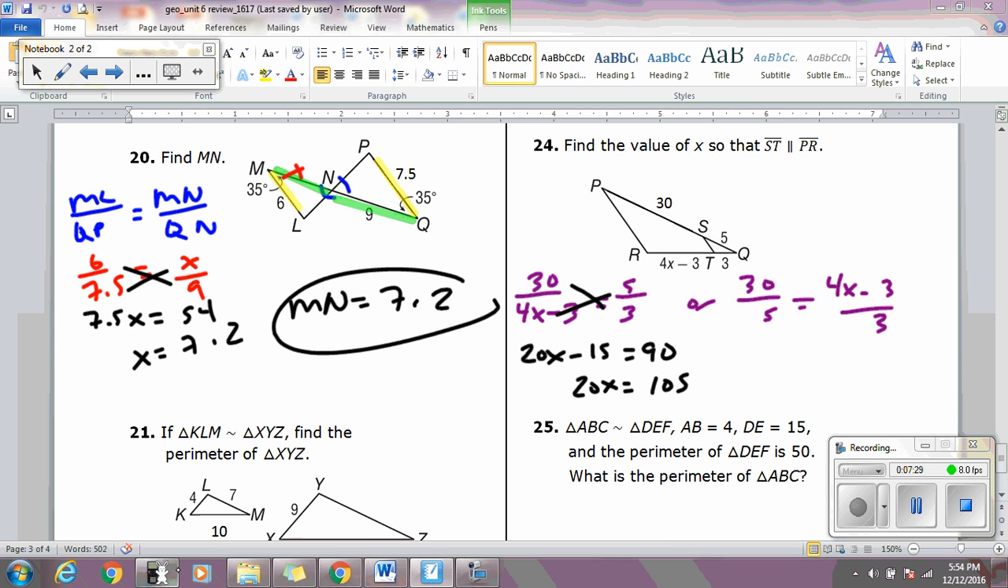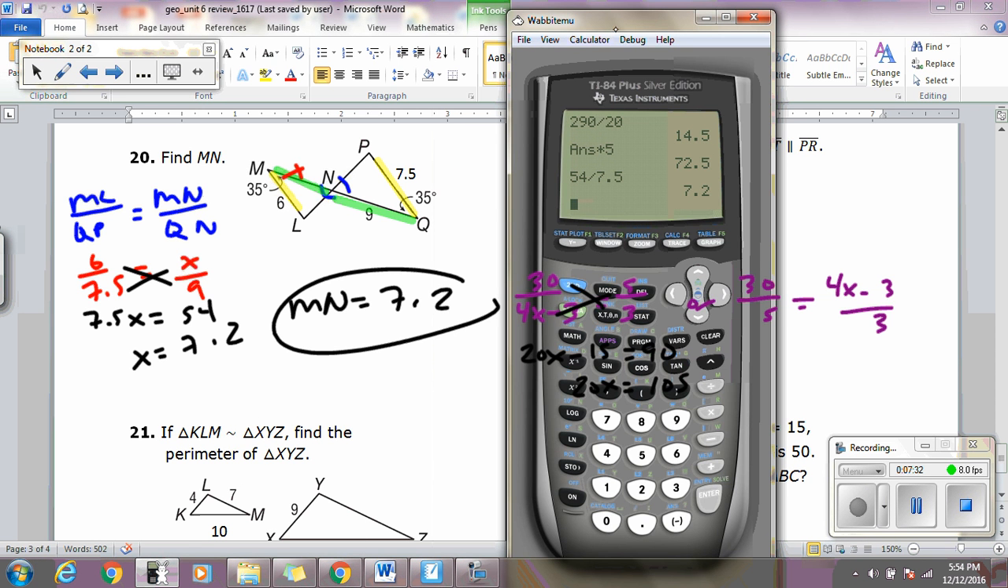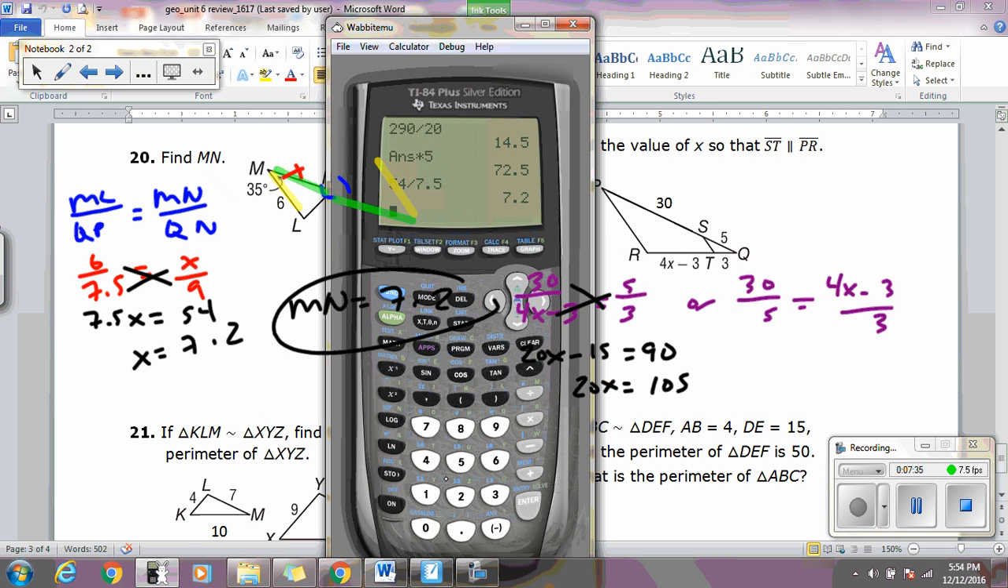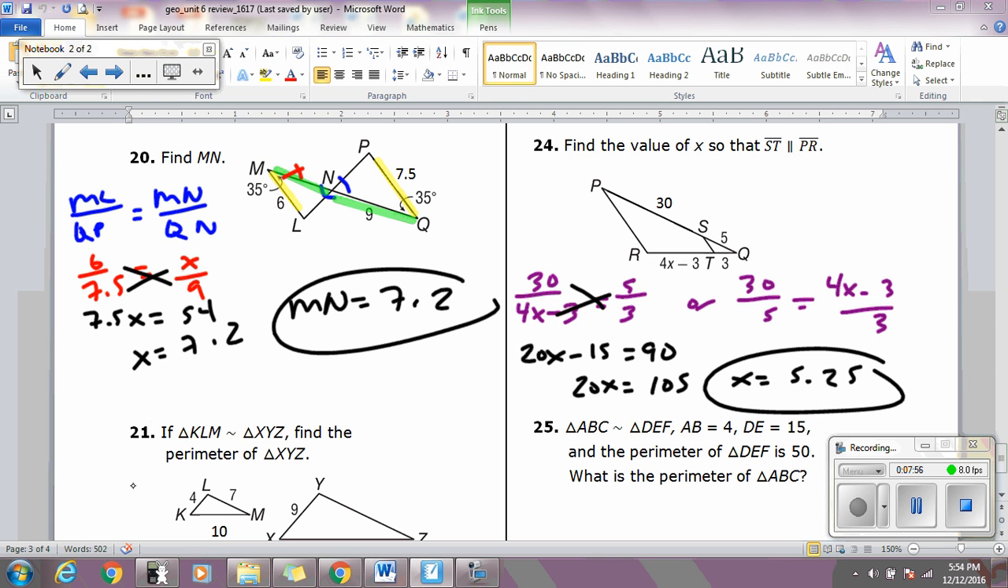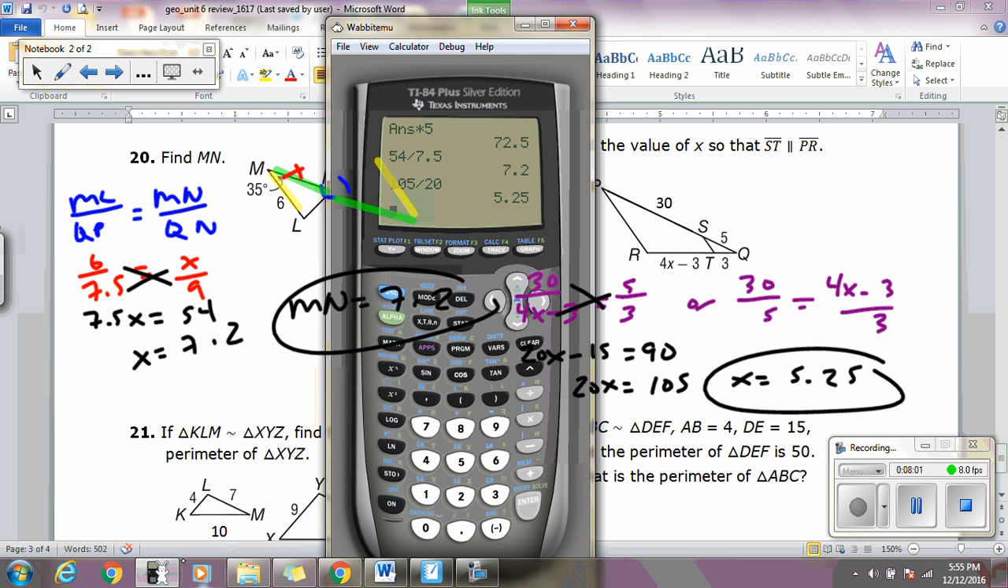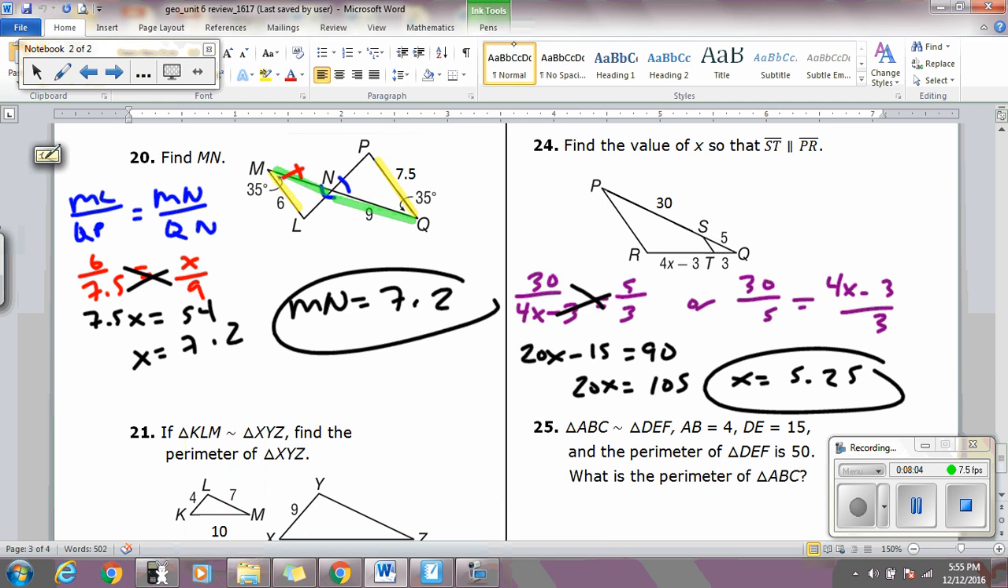It's 50 something with a decimal. My gosh, 5.25. Let's make sure I put it in the calculator correctly. 105 divided by 20. Yes. I knew it was 5 something. Yeah, that's right. That makes sense.